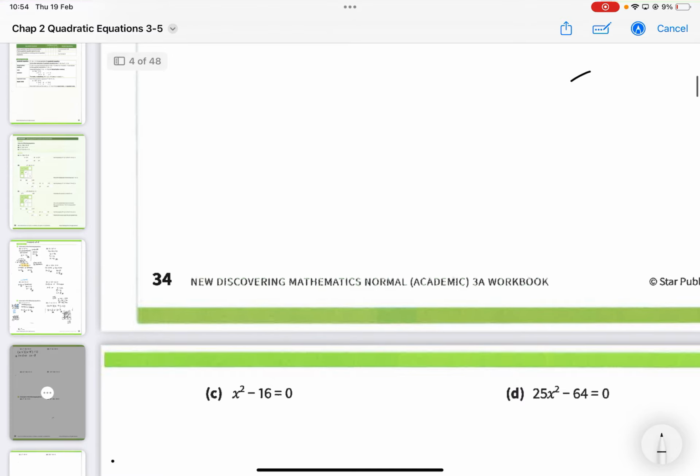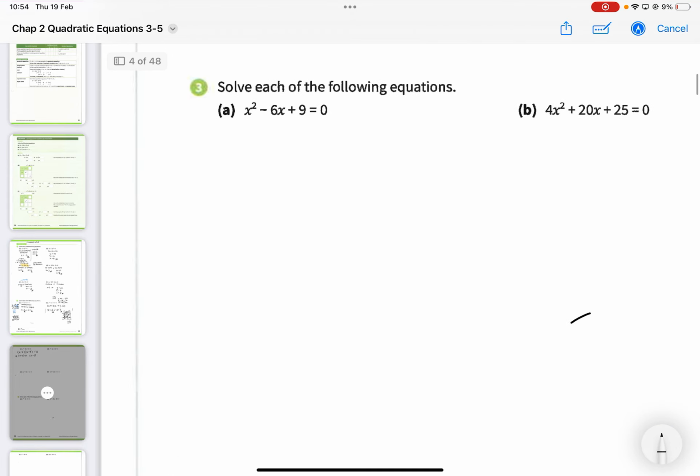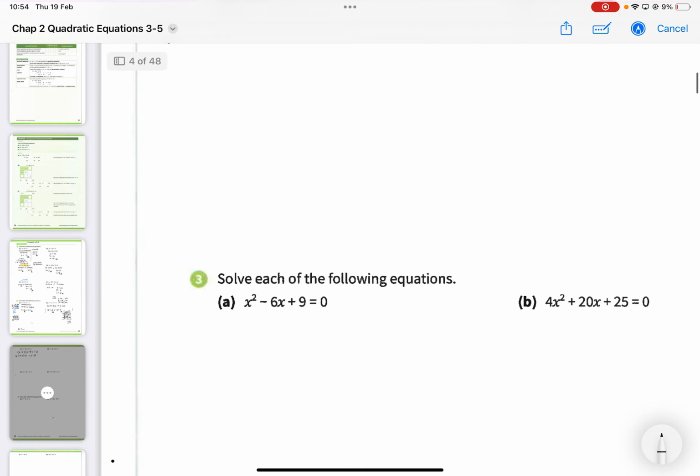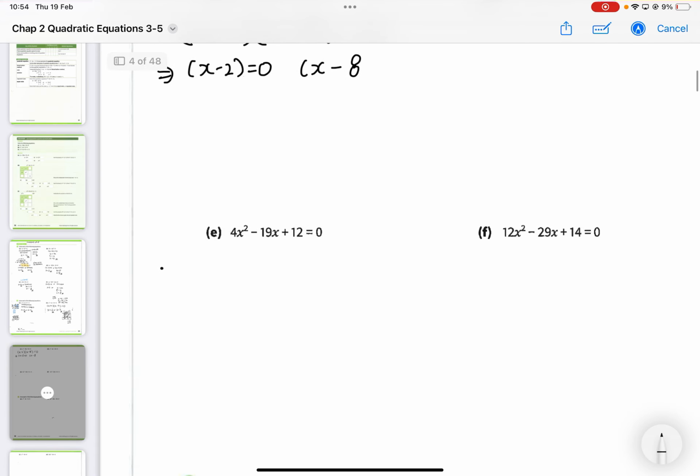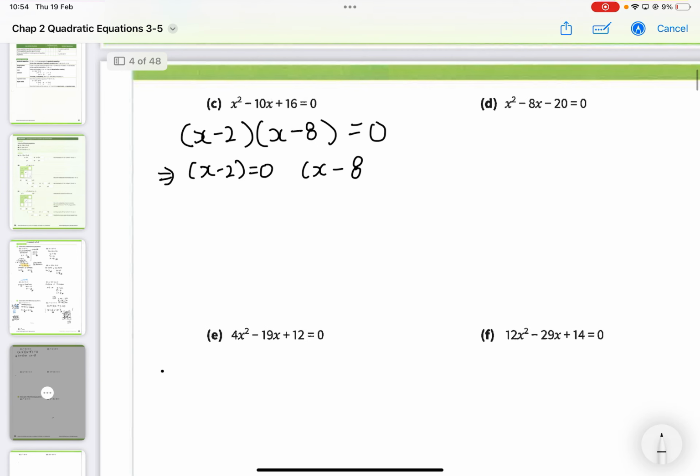Hey, 1 minute left. Okay, homework. Finish all of question 2. Okay, go and try. If you cannot do, it's okay, but you must try.